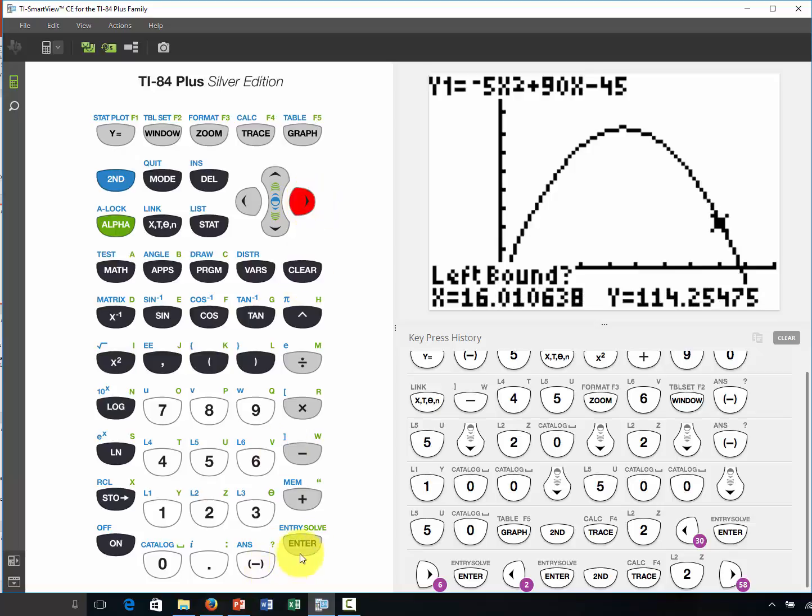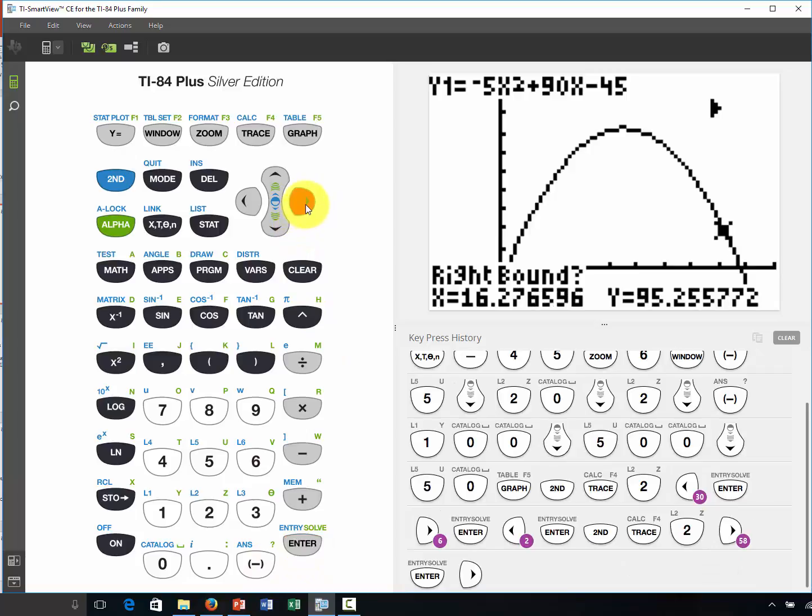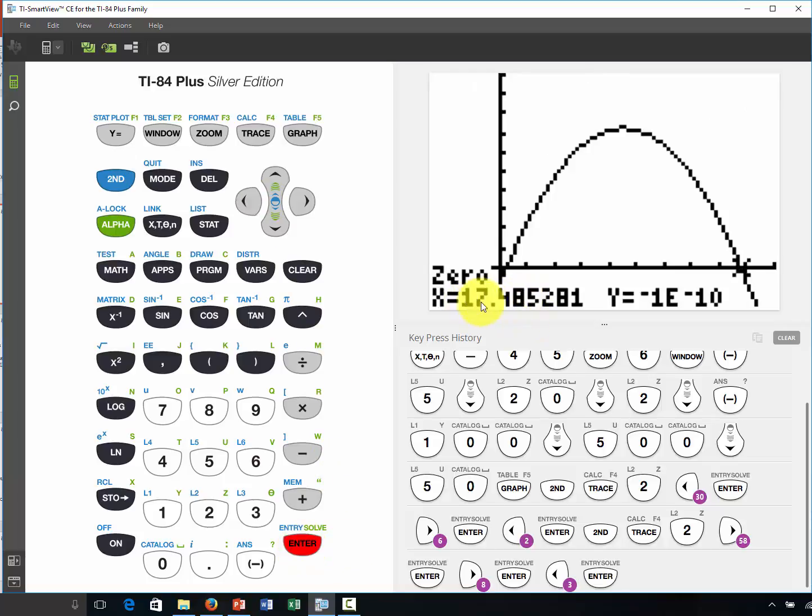I think that's good. Now we want a right bound, so I'm going to move it more to the right, then hit enter. And now the calculator is looking in this domain, and I'm going to scoot the guess up a little bit closer. Say here, hit enter, and the calculator is saying the x-intercept is about 17.49.